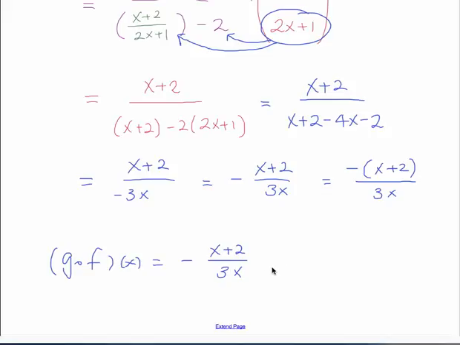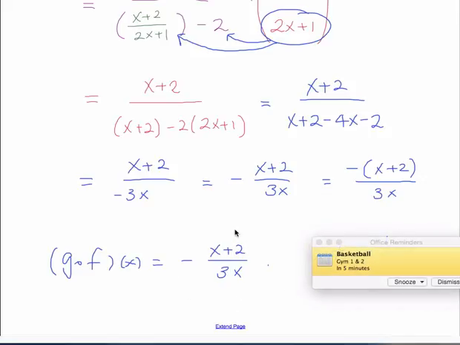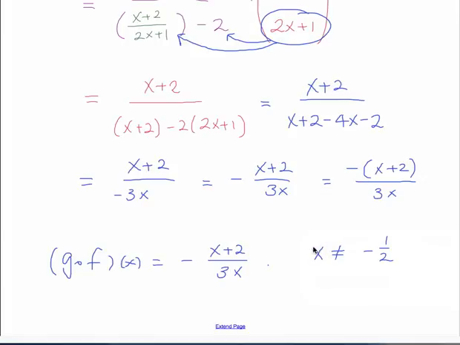Alright, what is the domain of this? Remember that f was the inside function, so you have to carry the domain of the inside function, which was x cannot be negative 1/2. Okay, and look at this one. This is our composite function, and x cannot be 0. So there's your domain. x is any number except negative 1/2 or 0.